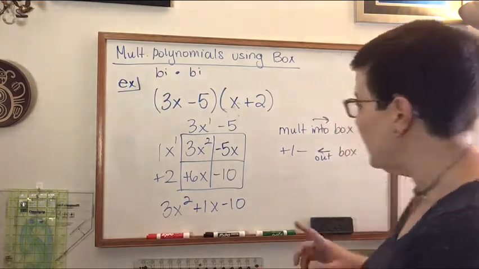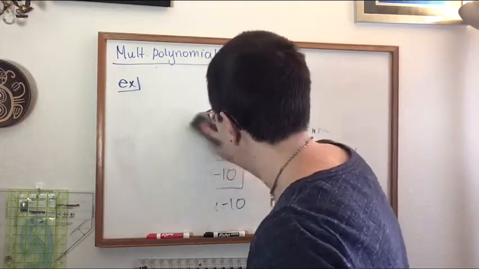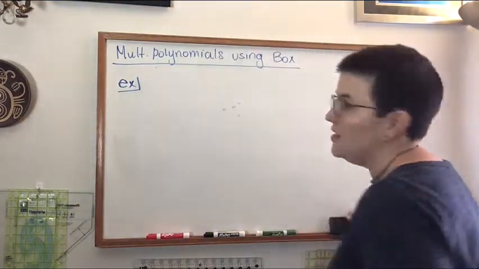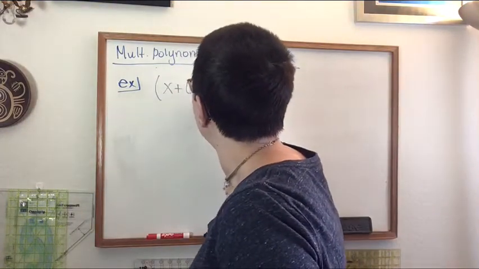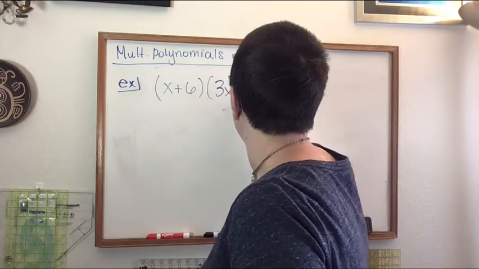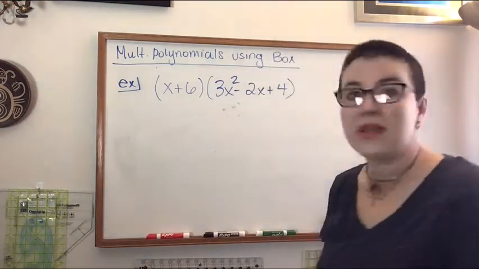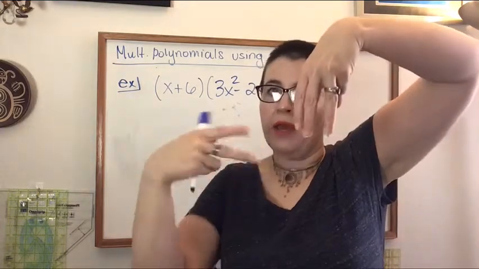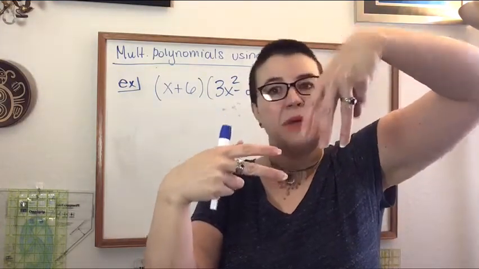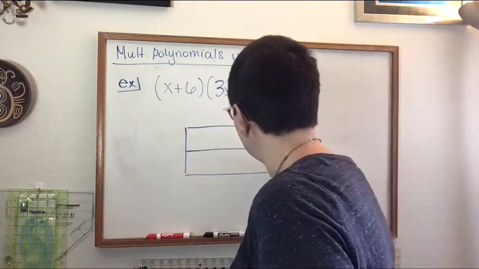Okay. The next one I'm going to do is just one slightly bigger one. Maybe I'll do a 2x3, just so you can see why I like box method. All right. X plus 6 times 3x squared minus 2x plus 4. Okay, so now this is a 2x3, and what's going to happen is I'm going to do 3 across the top and 2 down the side, and I'll get a 6 box. This is why I like box method, because you can't do this with FOIL.